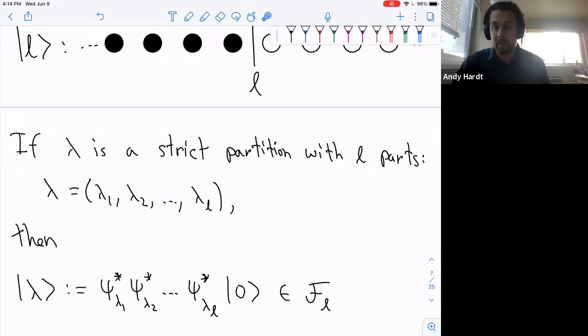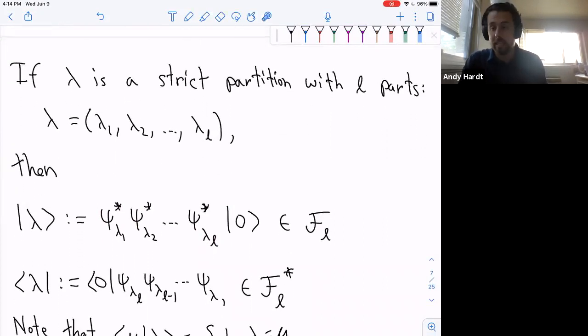So let's talk about our states. This isn't quite going to be a basis as I've written it. You can easily modify it to make it a basis, but they're linearly independent. So let's take lambda a strict partition with L parts. All these parts are going to be positive, and so I just take the vacuum state and I add particles wherever there is a part of lambda. And that gives me something in F_L, because I've added L particles.